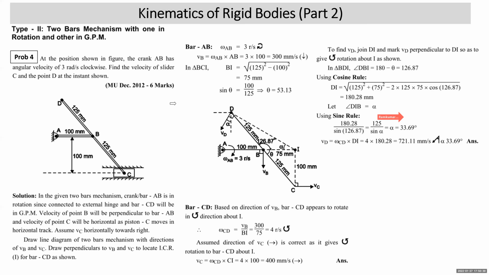All right. So these were the 4 problems which we have discussed on type 2 problems of GPM, that is 2 bars mechanism with one in rotation and the other in translation. We are ready to move to type 3 sums. Please keep understanding the difference in various types of problems, because in the examination, you have to first identify which type of problem it is. Then accordingly, you need to solve.